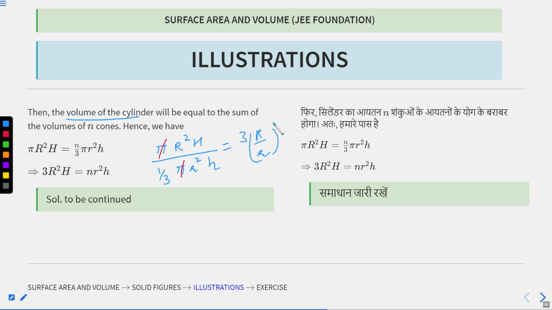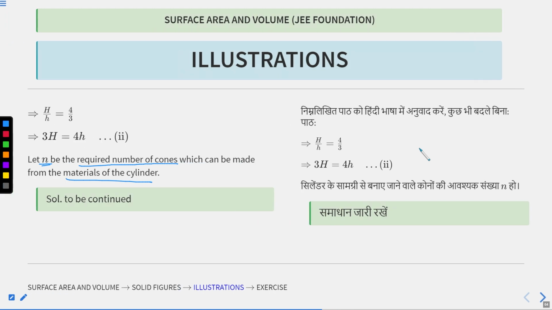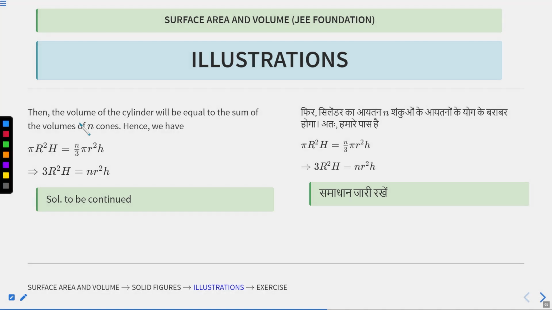I can rewrite it like this, because I know (a/b) whole square is equal to a square by b square. Okay, now I know R by r and H by h. H by h is 4/3. I think it is 4 by 3. Yes, H by h is 4 by 3.